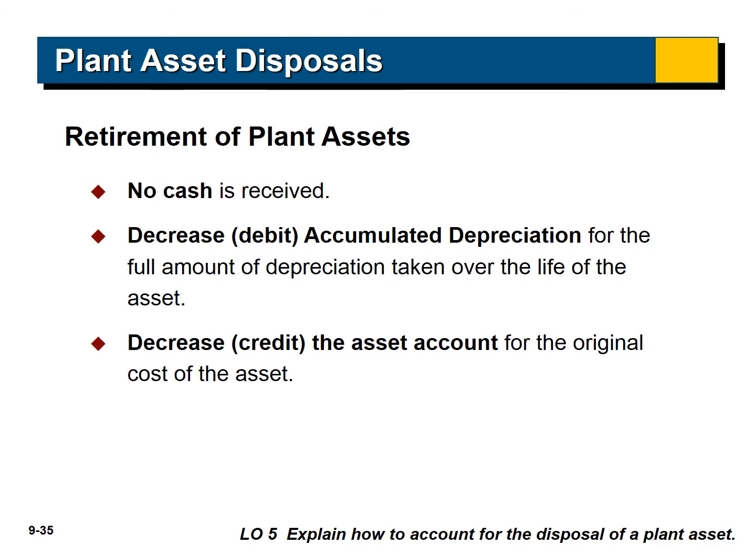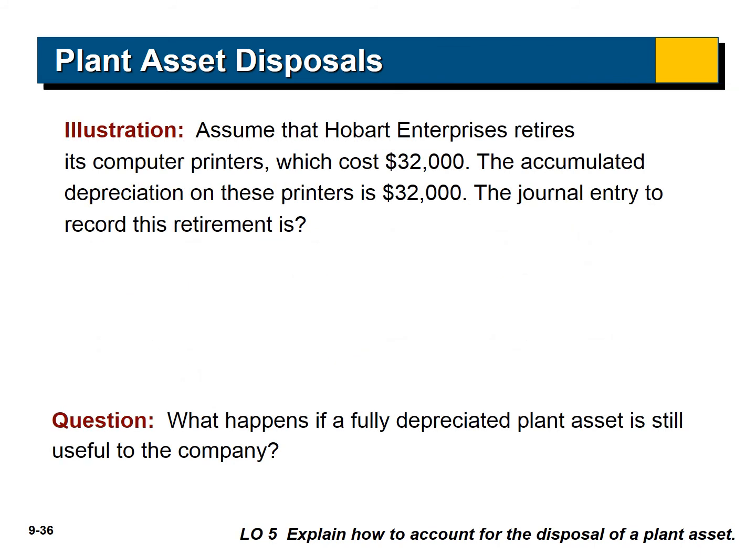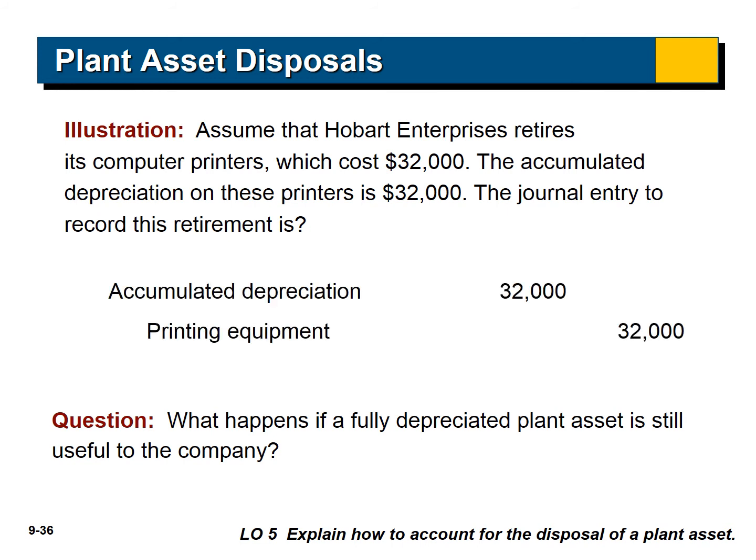Retirement of plant assets. If we just retire it, we're just removing it from the books, so no cash is received. We're just in essence kind of scrapping it, if you will. We're going to debit accumulated depreciation and credit the asset account. Assume Hobart Enterprise retires its computer printers, which cost $32,000, and the accumulated depreciation is $32,000. What's the journal entry? All we have to do is remove the accumulated depreciation and the printing equipment.